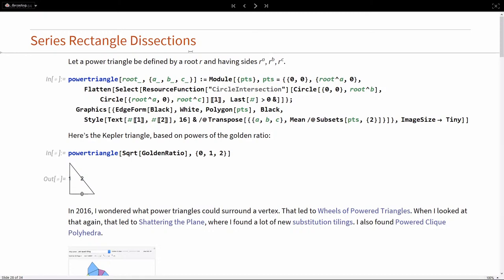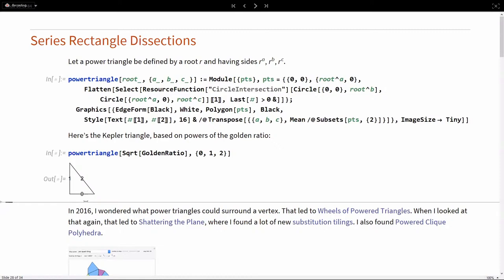I just showed the super golden ratio 0, 1, 2 dissection, and that's using a power triangle. We can do the same sort of thing with the Kepler triangle, which is a power triangle based on the square root of the golden ratio. So if you take what I just said, the zeroth power, the first power, and the second power, you get a right triangle. So this is one, the square root of the golden ratio, and the golden ratio itself, which makes a right triangle.